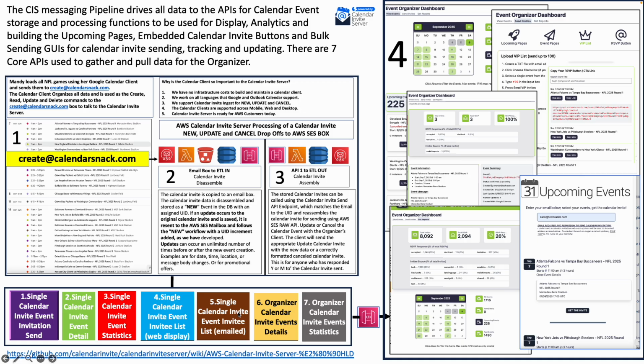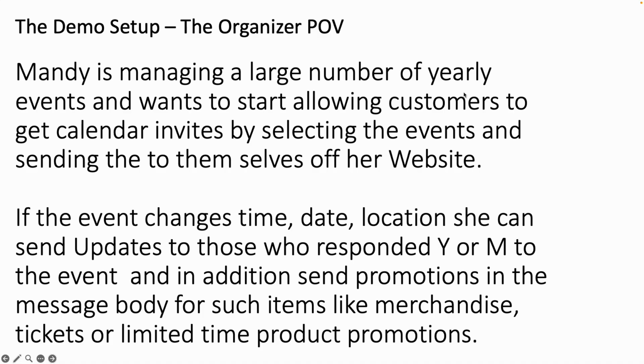But here's the key part down below: at the service layer, when you inject data into the calendar invite server, we're talking all common APIs that are available via gateway, and that's how we built out this calendar invite server console over here. So as we get into the demo setup, from an organizer point of view, Mandy is managing a number of large yearly events, and she wants to allow her customers to get calendar invites by selecting the events off of a public website and send those events to themselves off her website.